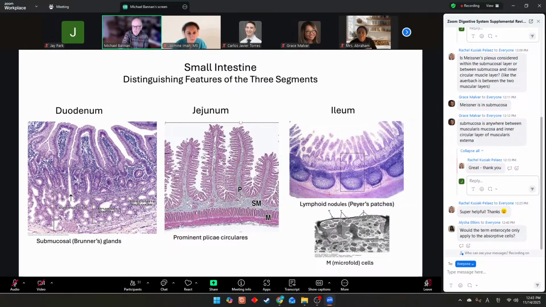And the most distal segment is the ileum. The ileum's characteristic histologic feature is the presence of these lymphoid nodules, which we refer to as Peyer's patches. This is the very distinctive feature of the ileum. You can see the ileum still has intestinal villi, like the remaining parts of the small intestine, but it does have this very prominent lymphoid tissue that we call Peyer's patch. The lymphoid tissue has a very distinctive cell contained in it, and that is the M or microfold cell.